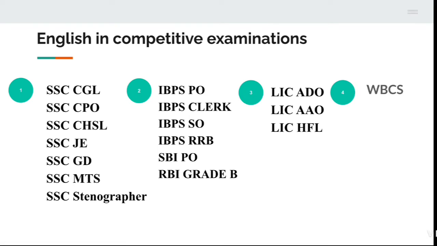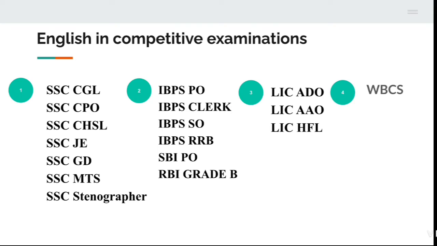Before going into further details, I must clarify that every single video uploaded by Obelisk Academia will be in English, because I think that if you're learning a language, it is better if you delve into that language in every possible way. So, if you hear in English as well, it will develop your English skill. Back to the discussion, English in competitive examinations.